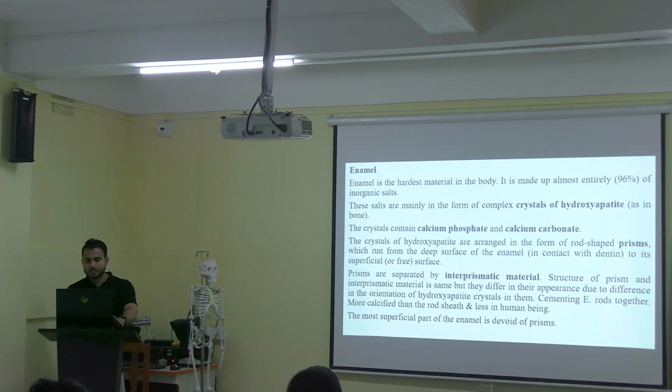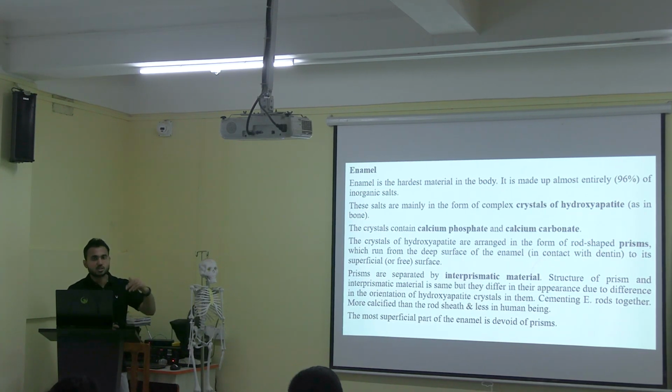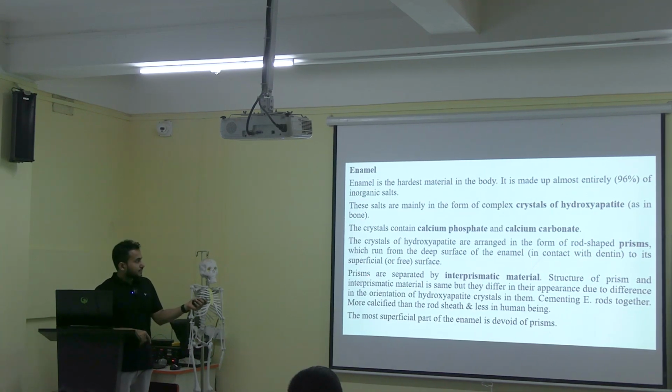Now, if you see the crystals, how are they arranged? They are arranged in the form of rod-shaped prisms, which run from the deep surface of the enamel to the superficial surface. Next, the prisms are separated by interprismatic material.